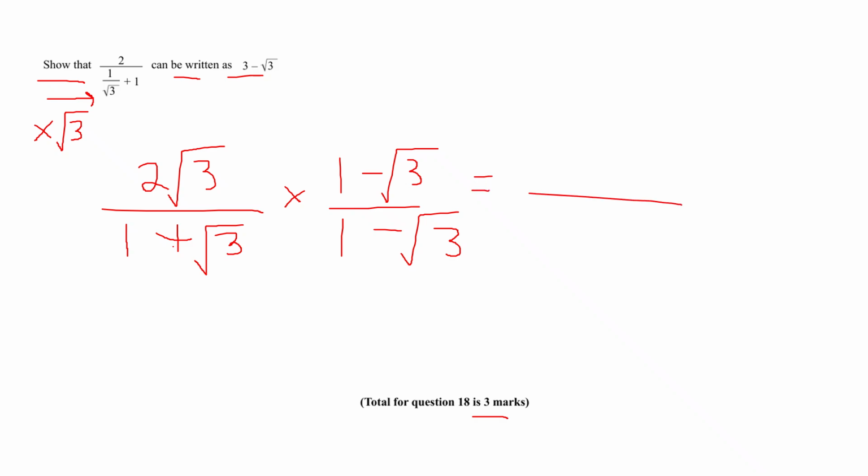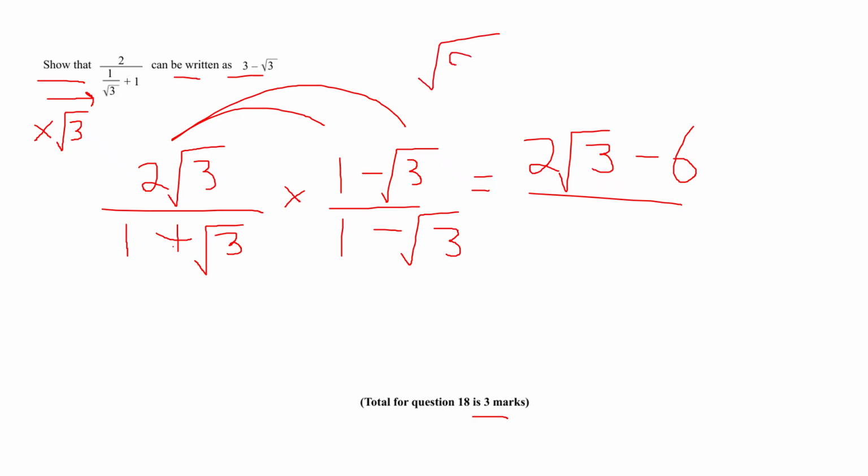Okay, on the top, what do I get? Well, I get 2 root 3 times 1. That'll be 2 root 3. And then 2 root 3 times minus root 3. Numbers go with numbers, surds go with surds. So that'll be minus 2 root 9, which is 2 times 3, which is 6. Okay, because root 9 is equal to 3, guys. And if it's minus root 9, then it becomes minus 3, because of this minus at the front. We have 2 times minus 3 makes minus 6.